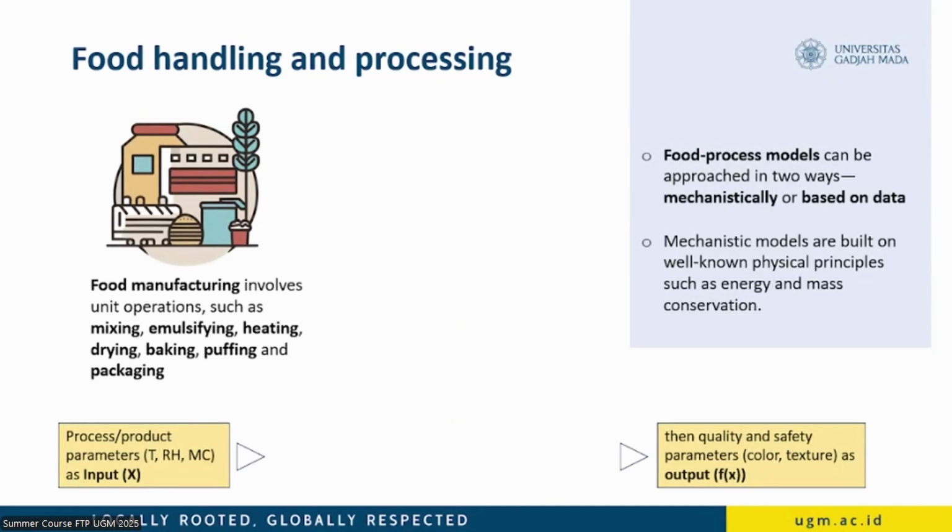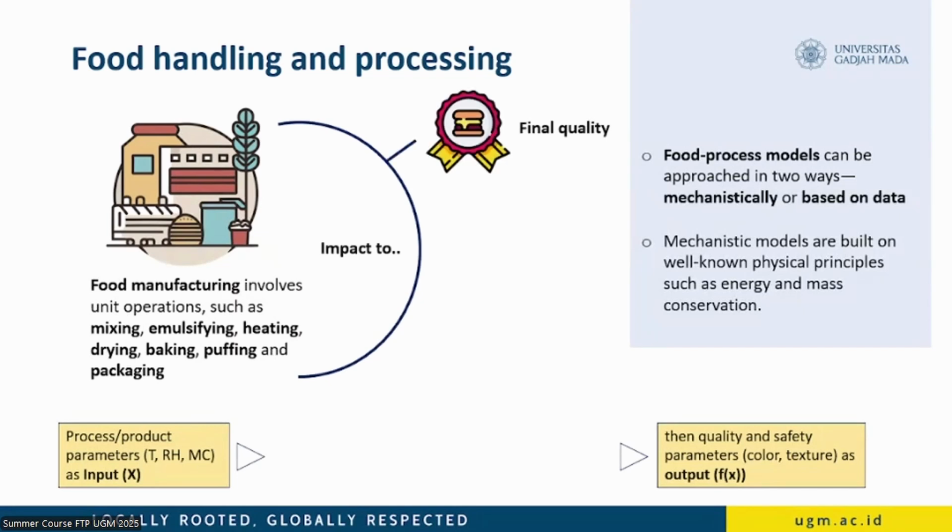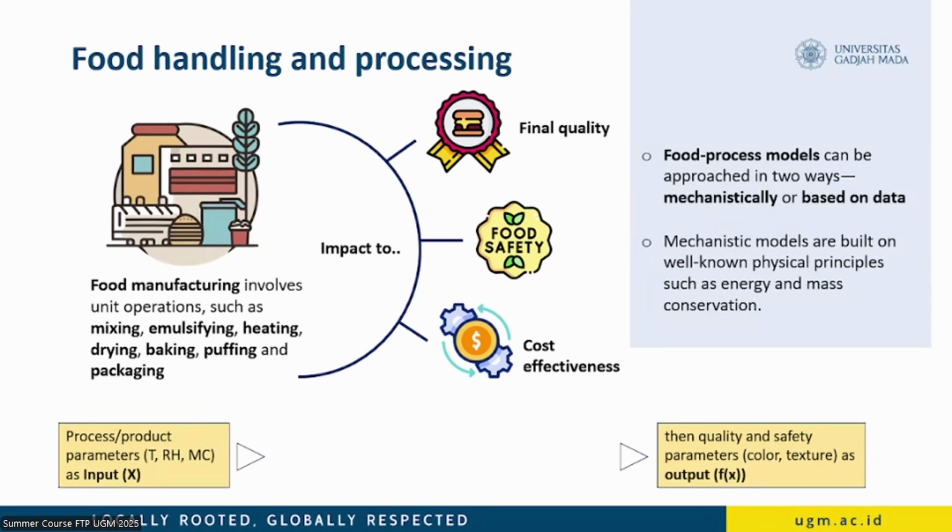Okay, food manufacturing involves unit operations such as mixing, emulsifying, heating, drying, baking, puffing, and packaging. And here, the impact is on final quality, food safety, and cost effectiveness.